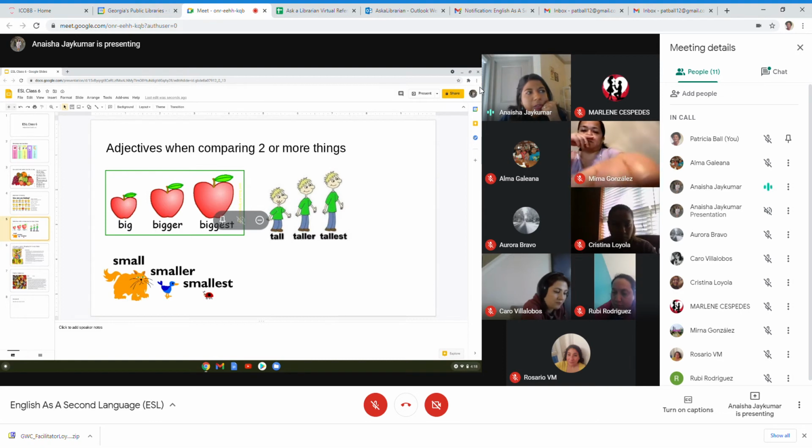And here, tall is, I think, alto in Spanish, right? So this boy is tall. Here he's taller and tallest. Tall, taller, tallest.